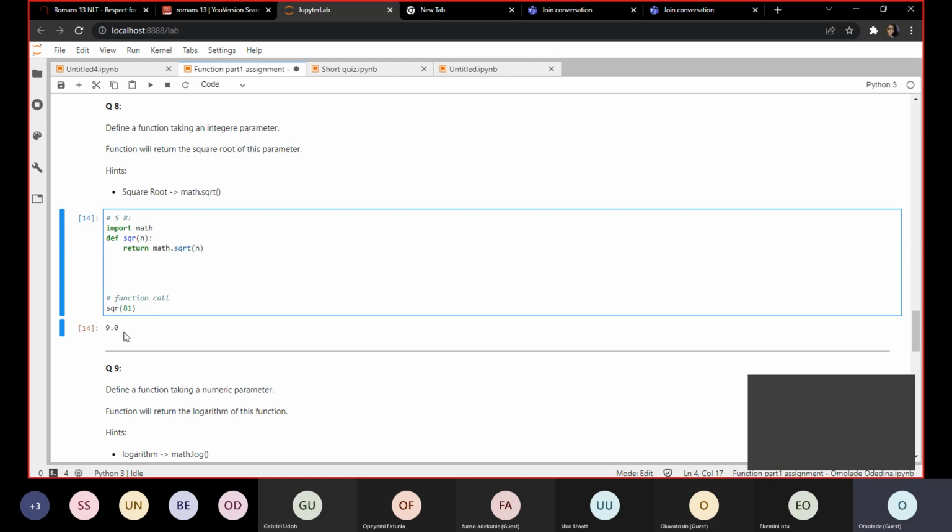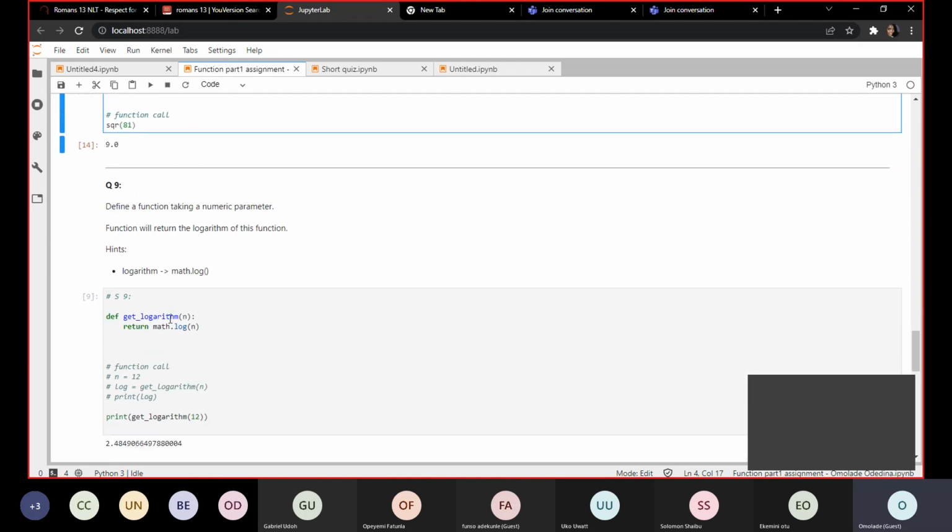So what you do is you just return the square root in your function. Once you call that number and you put your function sqrt, it's going to run. That's it about importing math. That's question 8. Now, question 9.